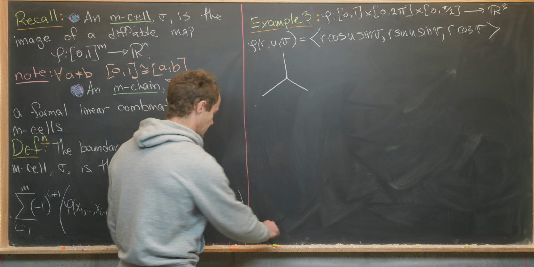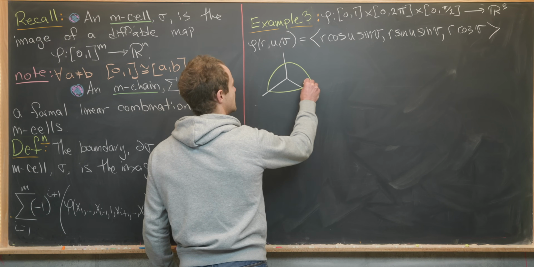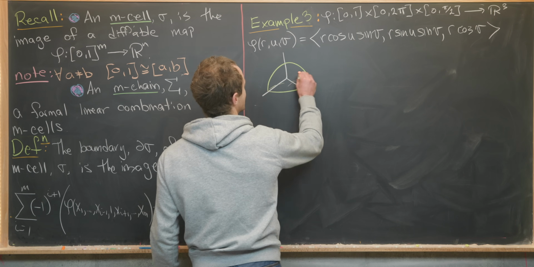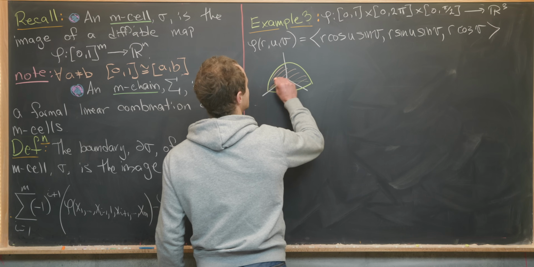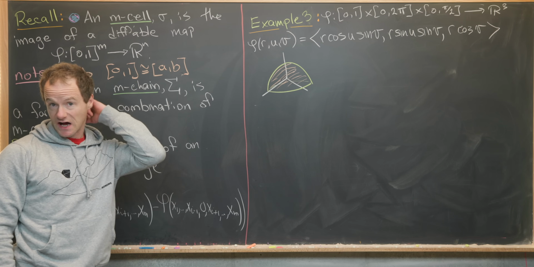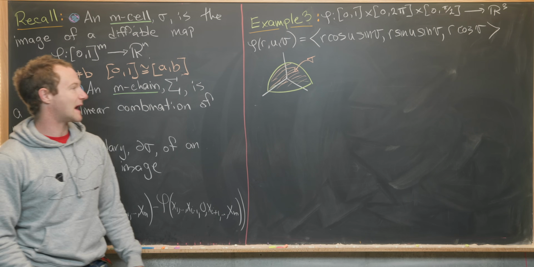So let's maybe draw it like this. So we've got some picture that looks like this, but it's just the top half there. But then it's filled in, so it's not the top half of the sphere, it's the top half of the unit ball. Okay, so now let's calculate the boundary.